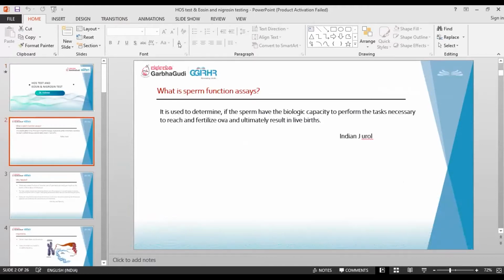Yeah, actually, I'm stuck with this one. So here I have participants. I can see Dr. Abhijit. Yes, ma'am. Okay, can you answer my question for this? How are you clear about the HOS test principle? What is the principle behind it?